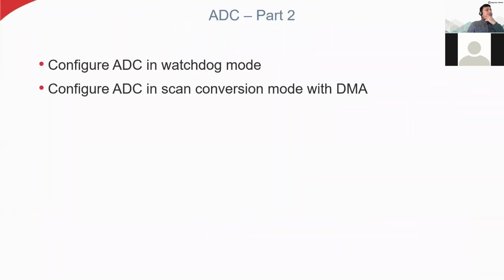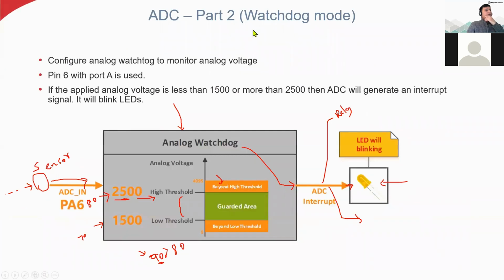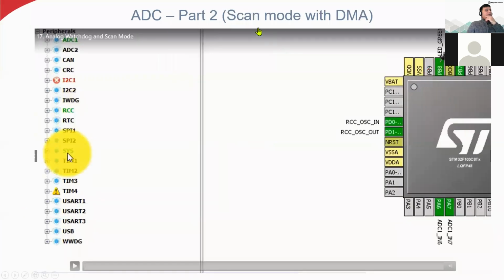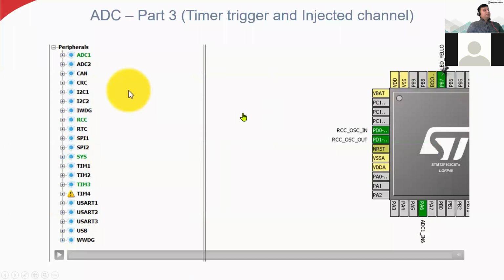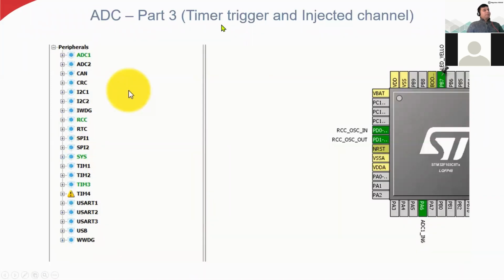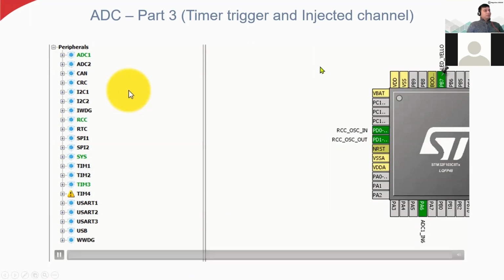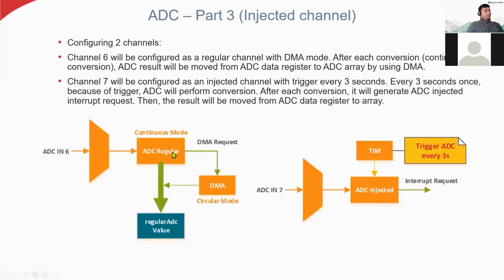That's all. We have seen how to configure the ADC in different modes, either watchdog mode, or scan mode with DMA using a single channel, or you can also use multiple channels, and you can use the timer to trigger the ADC, and you can use the ADC in regular mode or injected mode. It's really up to the user to define in which mode the ADC should be operated. It can be continuous mode, scan mode or single mode. Going further down, it can be either regular mode or injected mode.